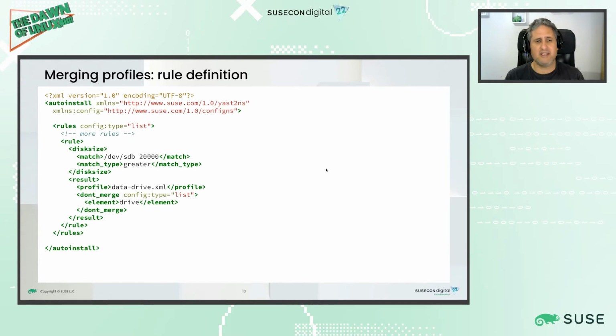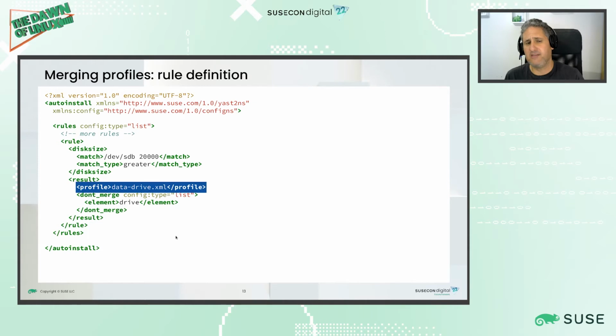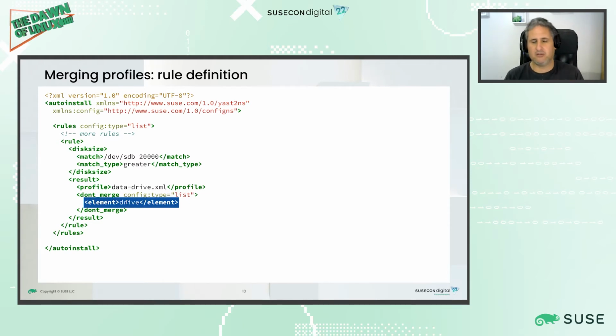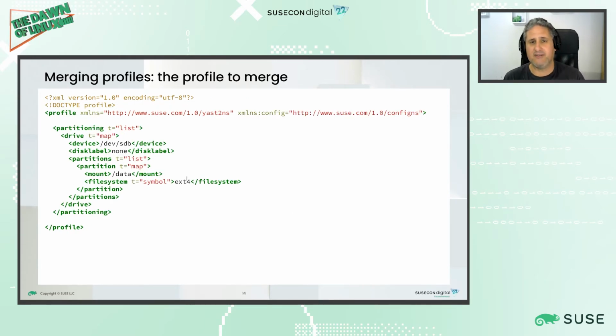This is the rule. So I say, okay, if this sdb disk is bigger than 20 gigs, for instance, I'm going to include the definition of the data drive. Okay, and I would like to have a new drive element. I do not want to merge both drive elements. I want to keep a new one. And this file, the data drive.xml, might be something like this. It's going to use the sdb disk, okay, and it's going to be mounted in data as ext4 file system.